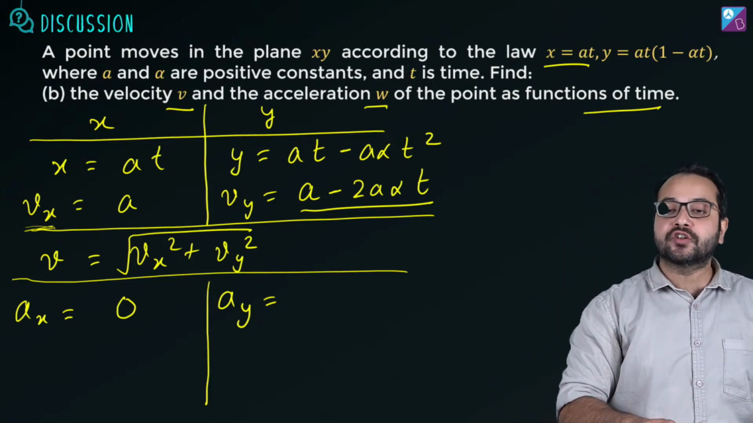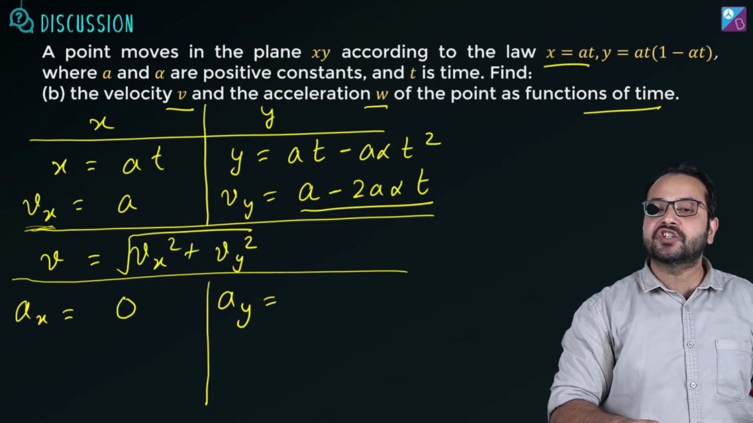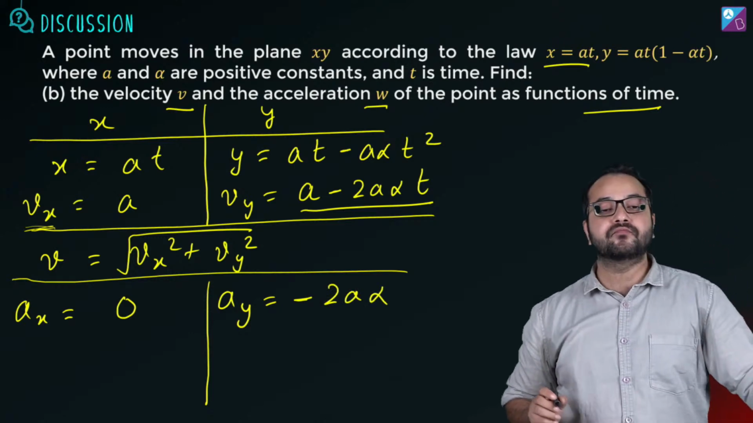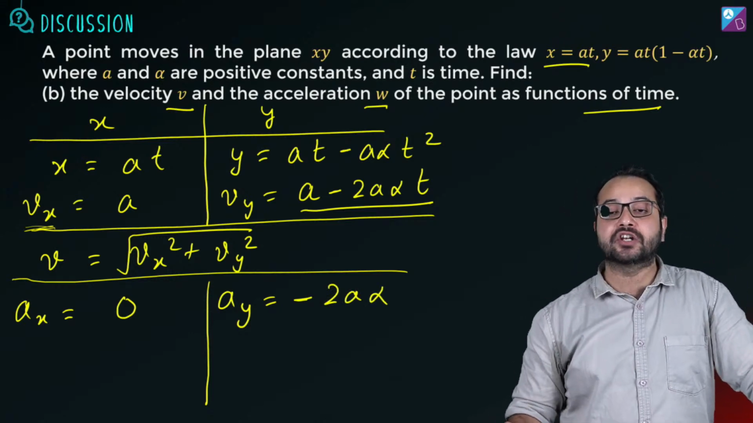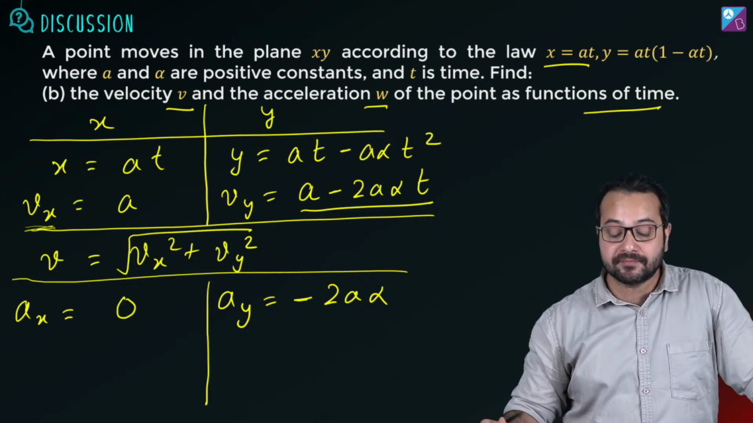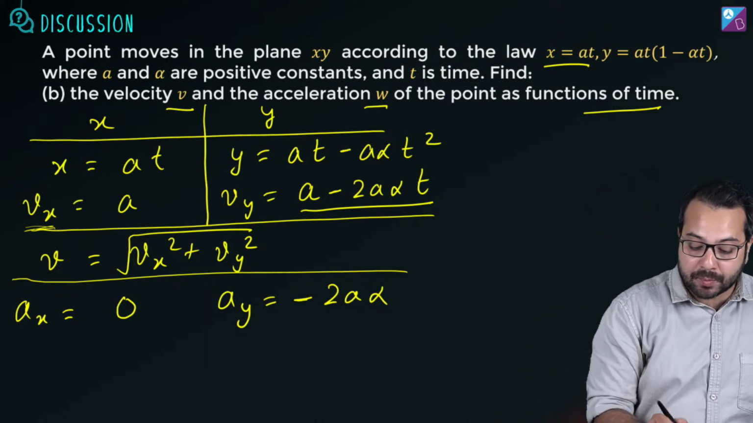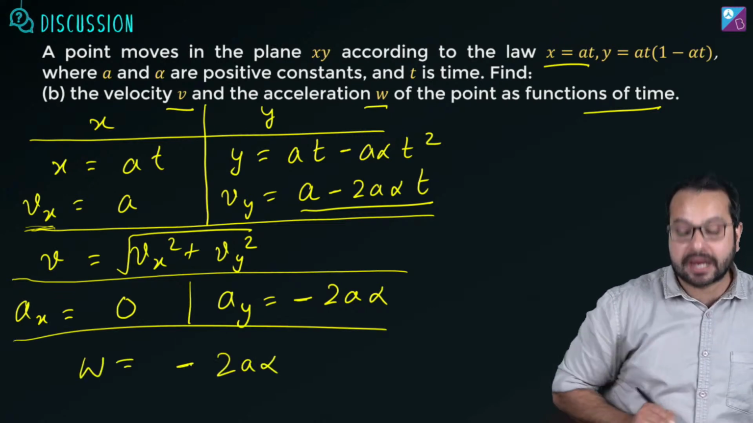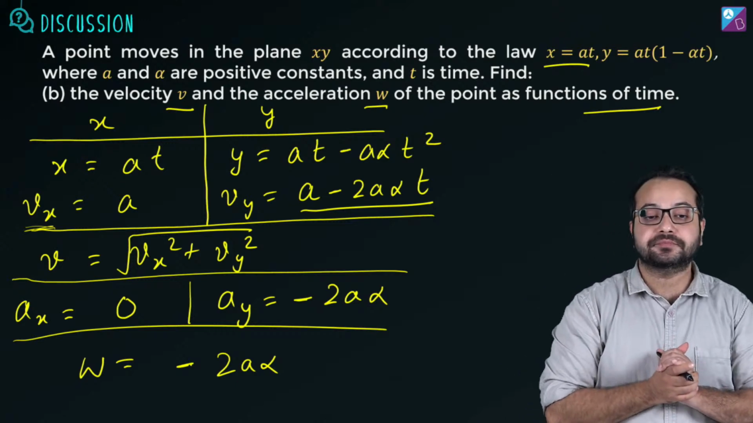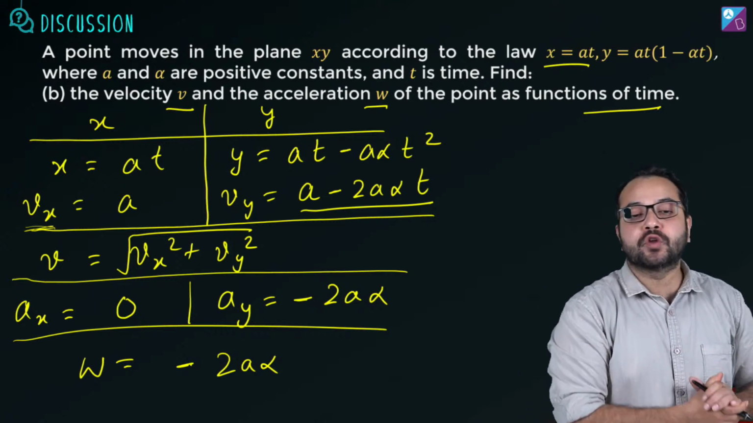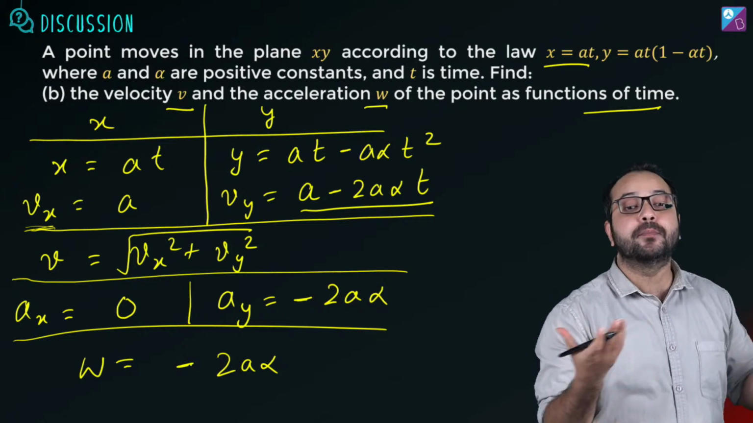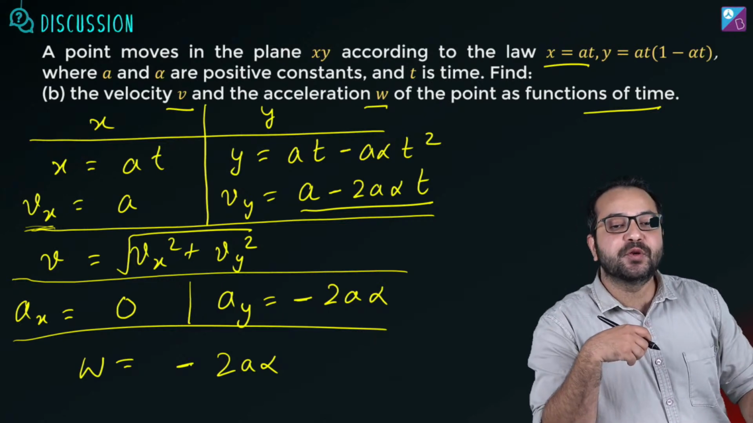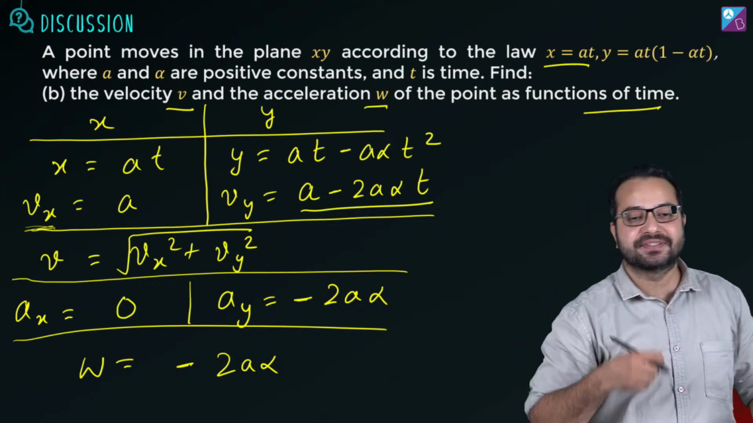The differential of a is 0, and the differential of t is 1, so we are left with minus 2a alpha. So the acceleration in the y direction is minus 2a alpha. The net acceleration is simply minus 2a alpha. W is not a function of time, yes Swastika, because W has come out to be constant.